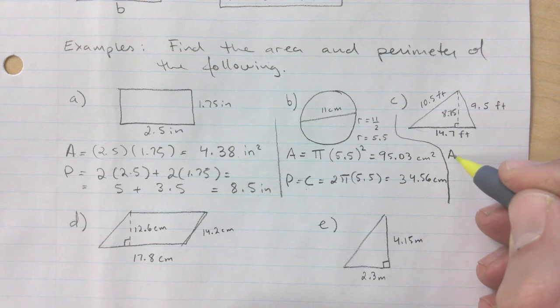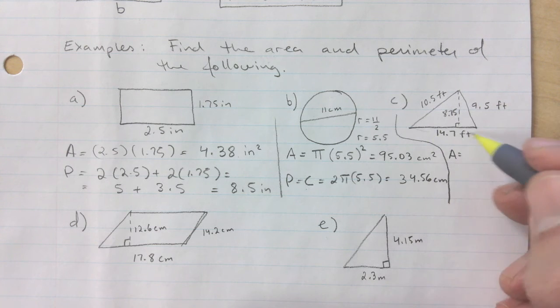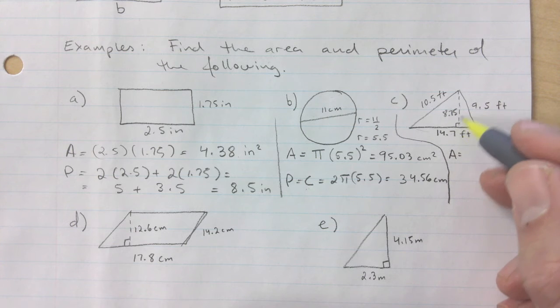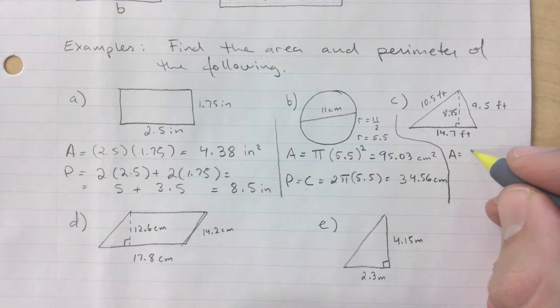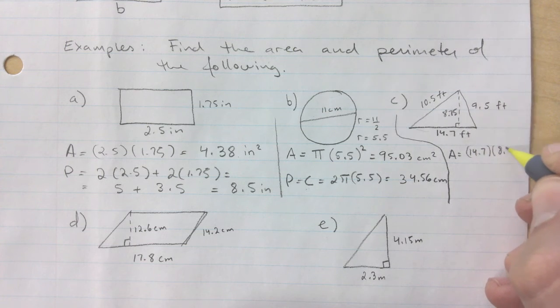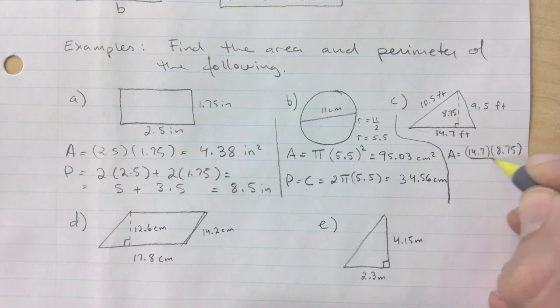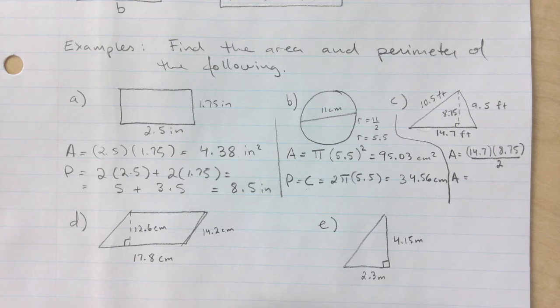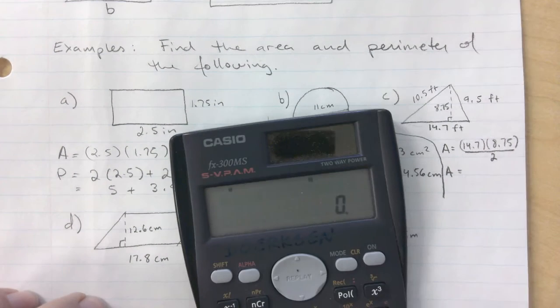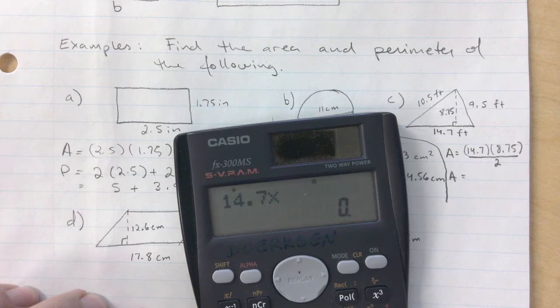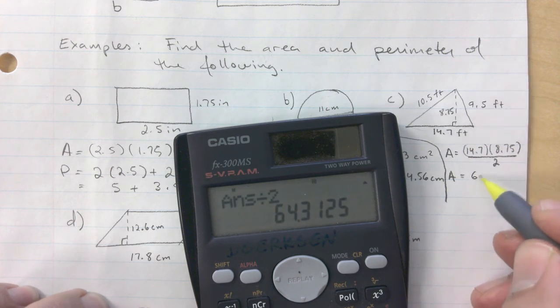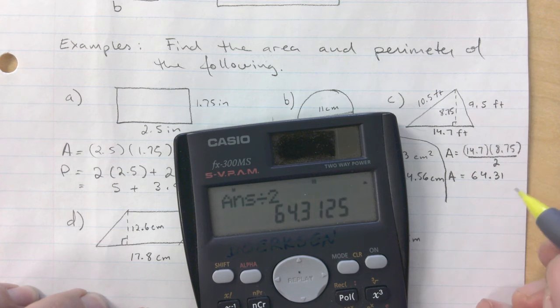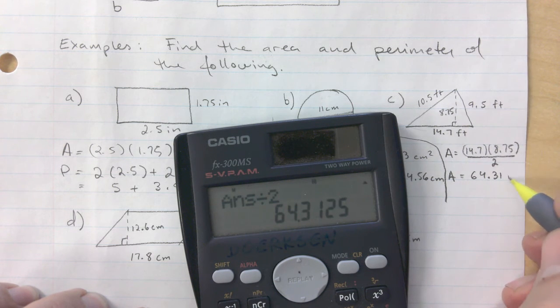To get the area, we would go base, right? The two sides that you're going to multiply are going to make a 90. They're going to meet at a 90. So 14.7 times 8.75 divided by 2. Don't forget to divide it by 2. It happens very often, quite often. Okay, so 14.7 times 8.75, hit equal, then divide by 2, 64.31. And we are in feet, right? So it's square feet.